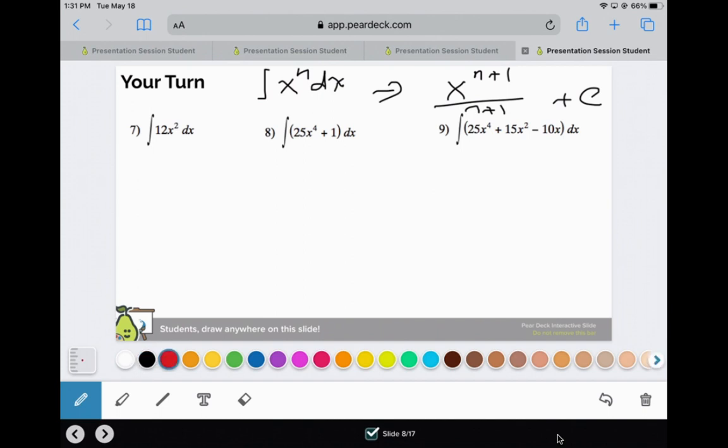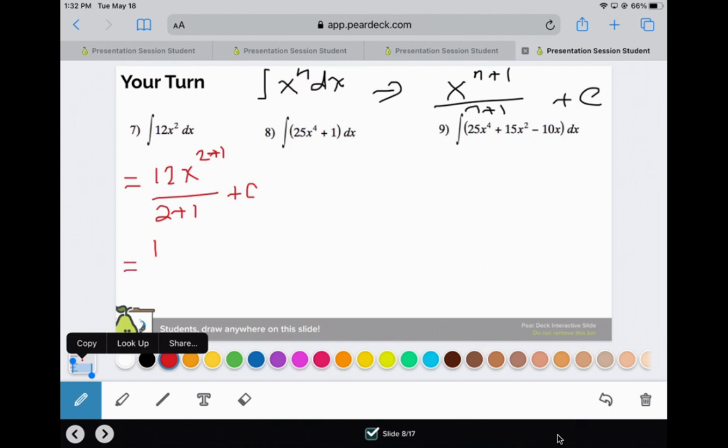So let's quickly review what we covered, because for today the assignment that I'm going to ask you to do in Khan Academy is to review the power rule, and then we're going to review trig functions. So you look at this one. Number 7 will be equal to, I'm going to do 12 x, 2 plus 1. So the power is always plus 1. So 2 divided by 2 plus 1, and then I do plus C. So this will give you 12 x to the third divided by 3 plus C. So 12 divided by 3 will give you 4x to the third plus C. So that's how you would do the integration, the antiderivative.